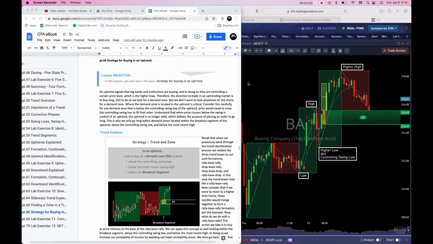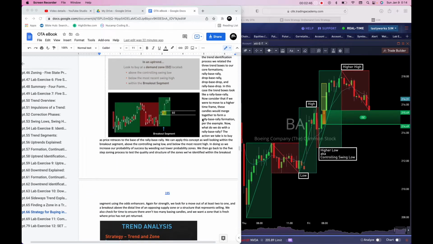Now consider that if we were to move to a higher time frame, these candles would merge together to form a rally-based rally formation, per the example. Now what do we do with a rally-based rally? The action we take is to buy as price retraces to the base of the rally-based rally. We can apply this concept as well, looking within the breakout segment, above the controlling swing low and below the most recent high.